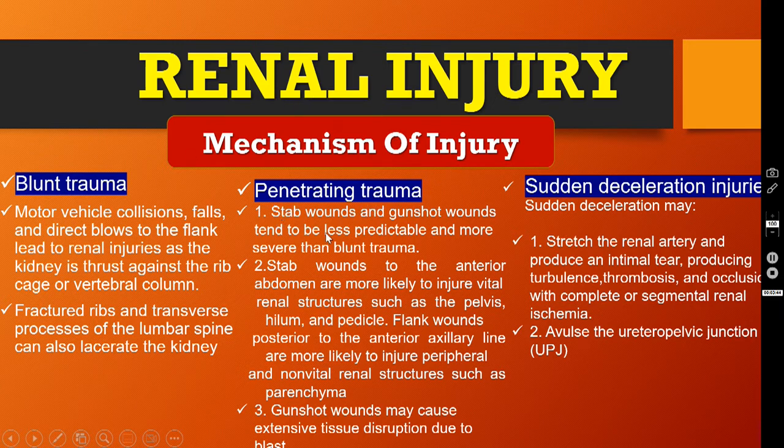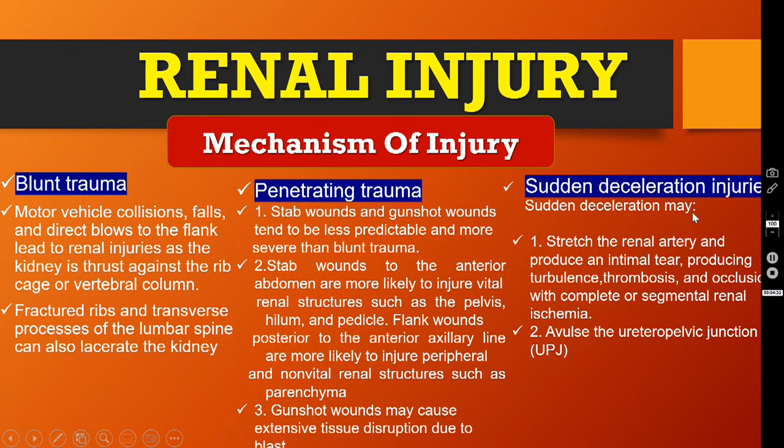Penetrating trauma, mainly stab wounds or gunshot wounds, tends to be less predictable and more severe compared to blunt trauma. Stab wounds to the anterior abdomen are more likely to injure vital renal structures such as the pelvis, hilum, and pedicle. Flank wounds posterior to the anterior axillary line are more likely to injure the periphery of the kidney and non-vital renal structures such as the parenchyma. Gunshot wounds may cause extensive tissue disruption due to the blast effect.